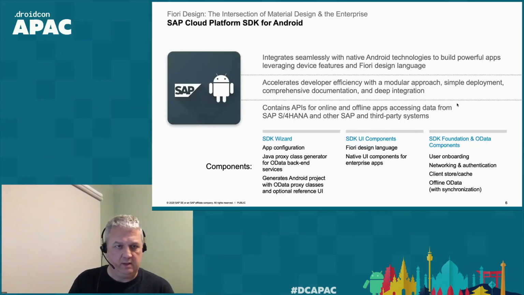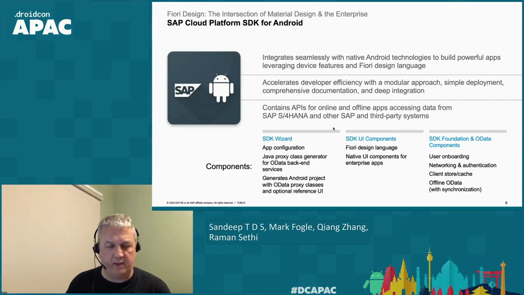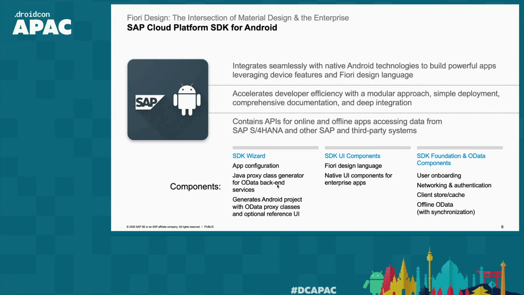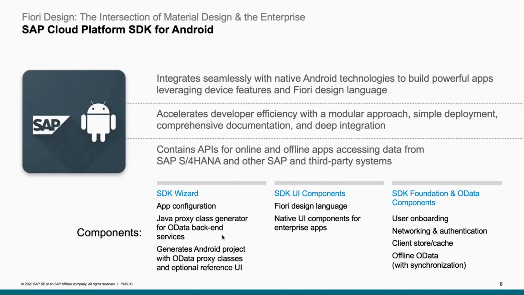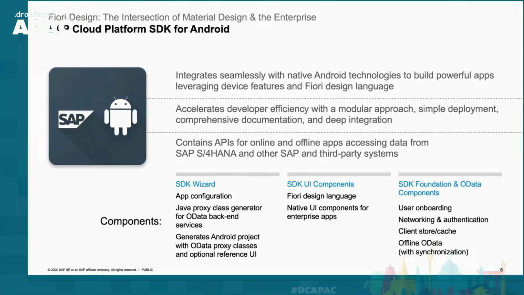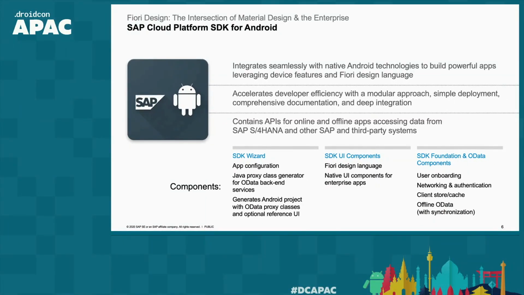And then we get to the Android SDK itself. There's three main components here. There's a wizard, which is the Android Studio plugin. It can generate either Java or Kotlin code. And then based upon the OData metadata, it can generate a set of proxy classes as well as a basic reference UI. This allows the application developers to get up and running quickly with a basic UI that's usable for CRUD operations and just testing out the overall application flow.